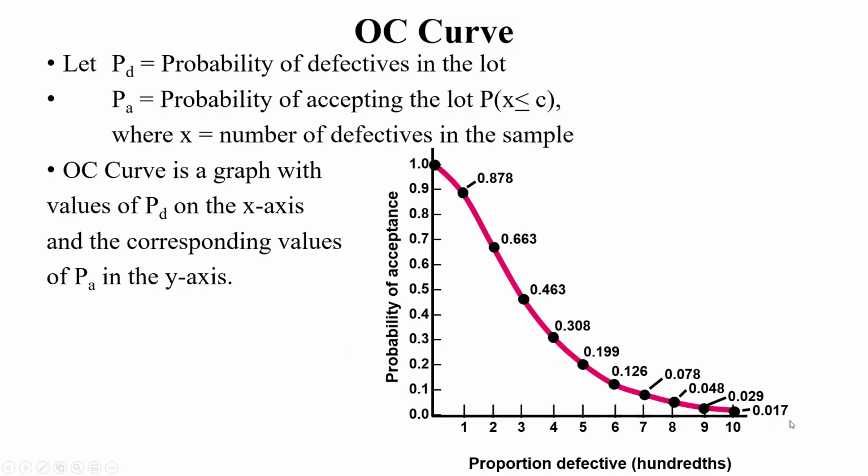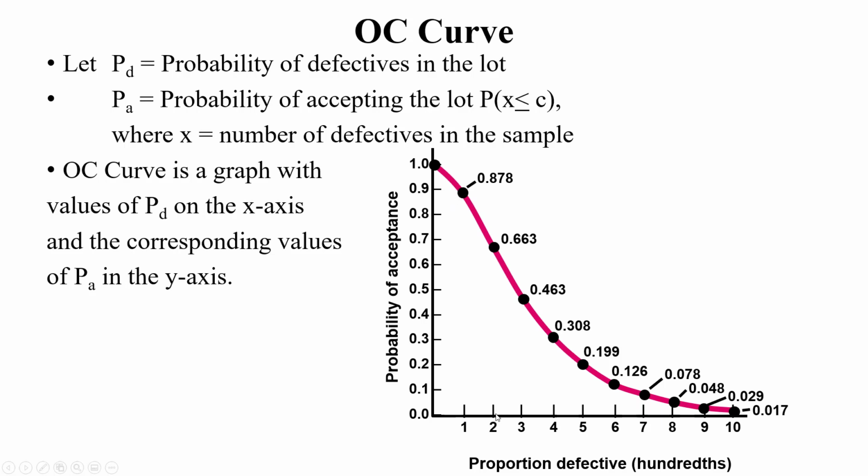You can see from the figure, this is a simple OC curve. These are the proportion defective probabilities, in percentage, and these are the probabilities of acceptance. At zero defective, the acceptance probability is 100%. But let's suppose at 1% defective, your probability will be this one, about 0.9.